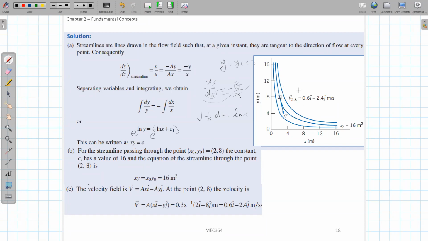And how to determine this constant c is decided by at which point you want to find this streamline. For example, if I want to find the streamline on this point, then I need to provide the x coordinate and y coordinate at this point, and then substitute into this equation, so I know the c value, and then I can draw this xy equal to this value, so I can find the whole streamline passing through this point.